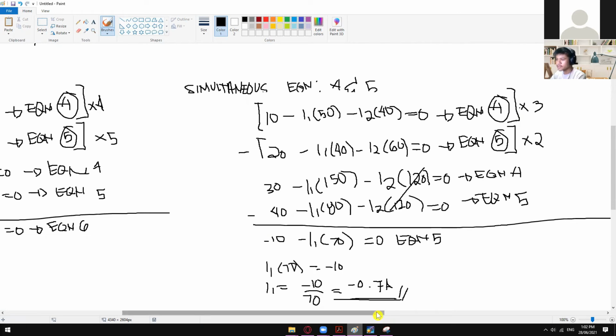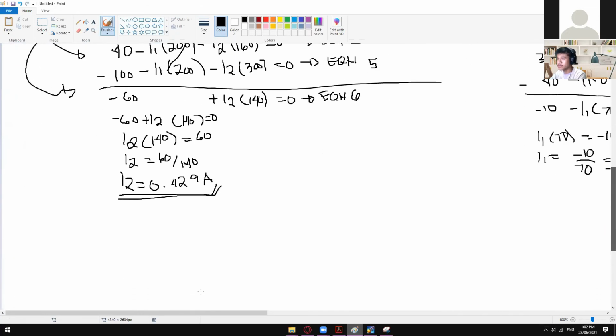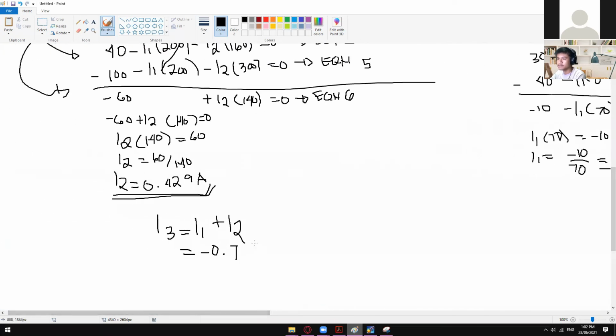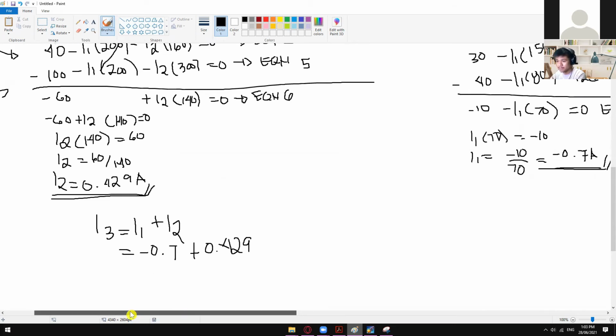Okay, great. So going back to our first equation, equation number 1. As long as we know the value of I1 and I2, then we can now solve for the value of I3. So I1 plus I2. I1 is negative 0.7, plus I2 is 0.429. Take note, you still have to keep the signage. Do not make this one positive yet.